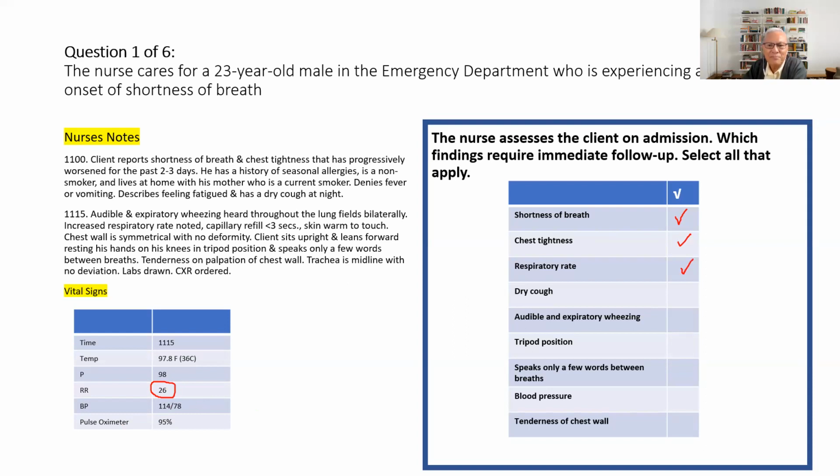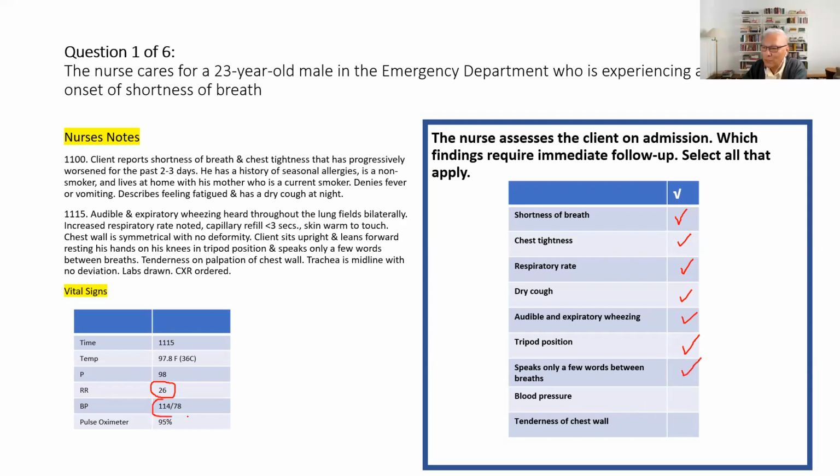Dry cough. Yes, okay. How about audible expiratory wheezing? So you can hear it even without the stethoscope. Yes, that's concerning, isn't it? Tripod position. Yes. Speaks only a few words between breaths. That means severe dyspnea, isn't it?